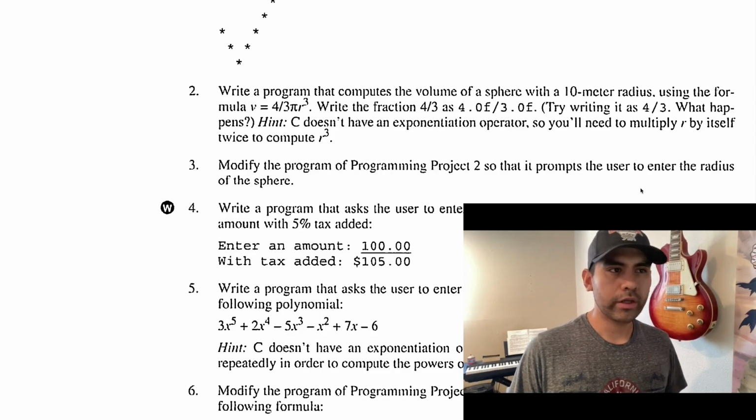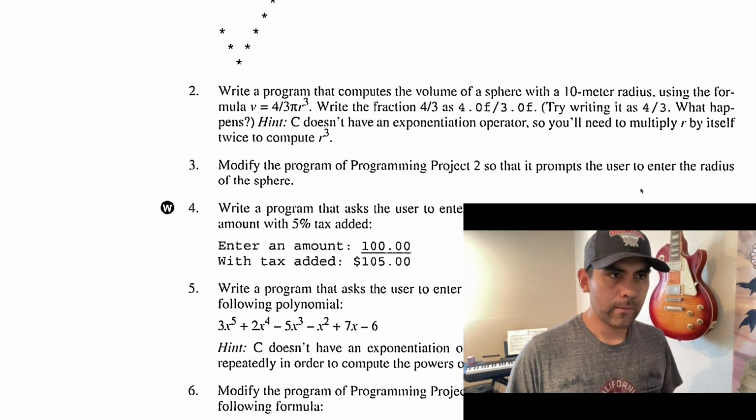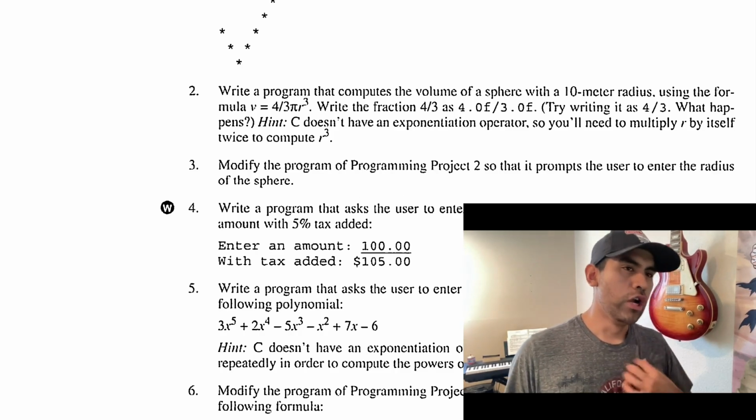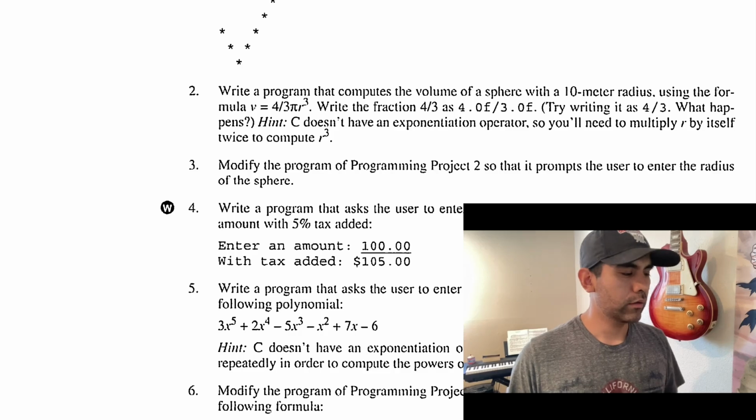Okay, so we got the fraction part, and then we need another macro for pi. Define PI. I think it's 3.41519. Yeah, I think so. All right, let me go to the web and search this up.